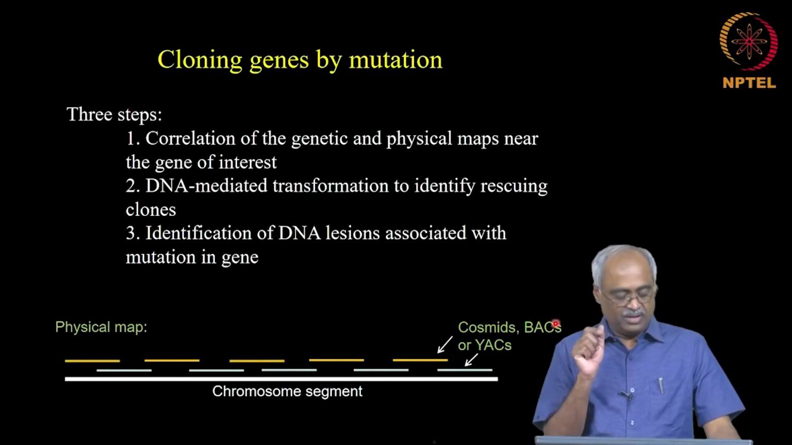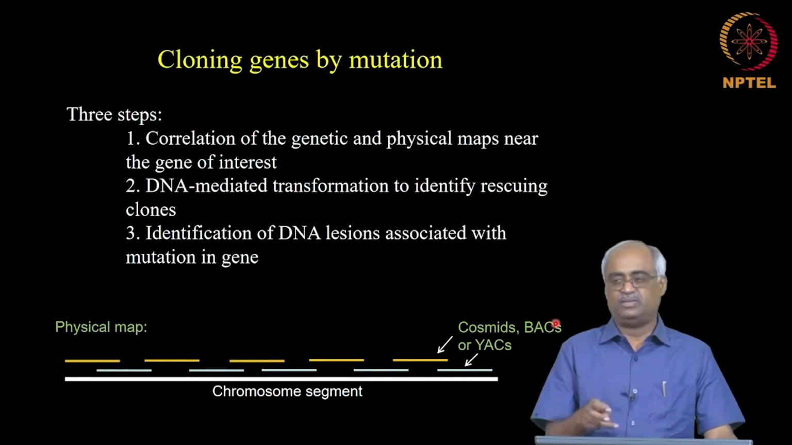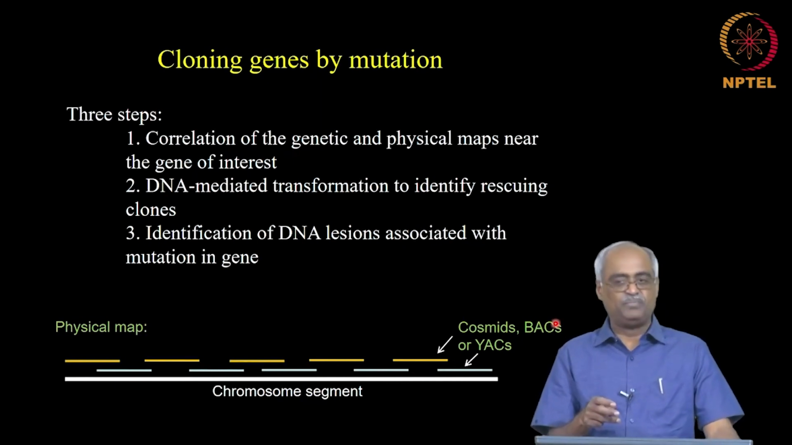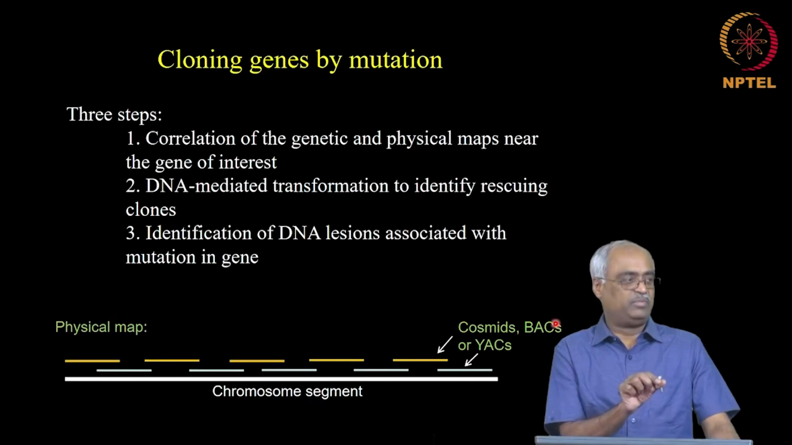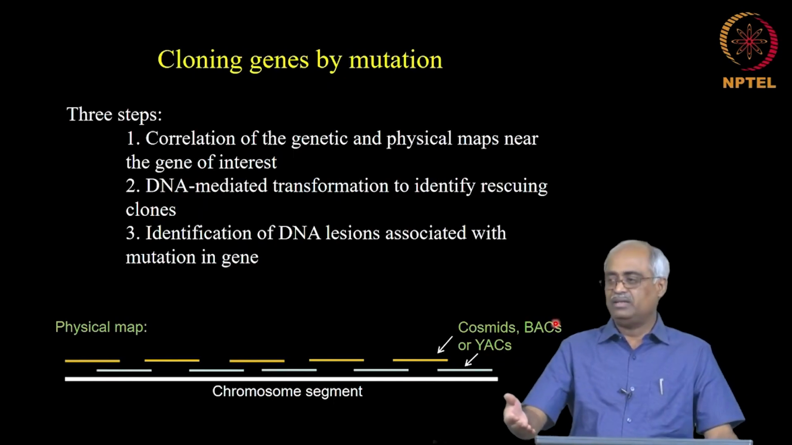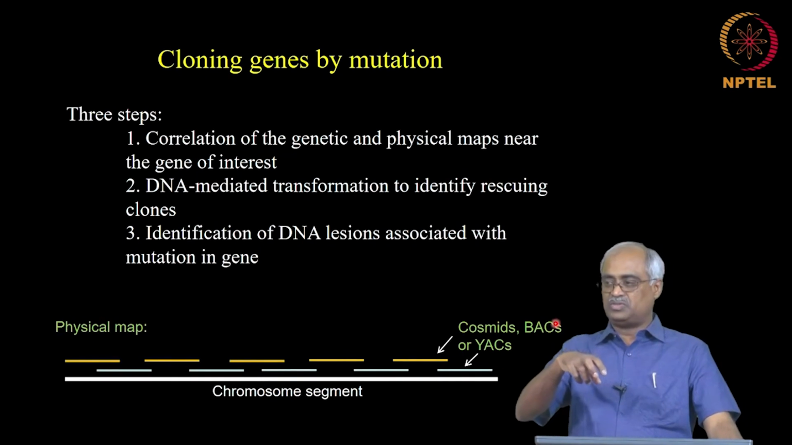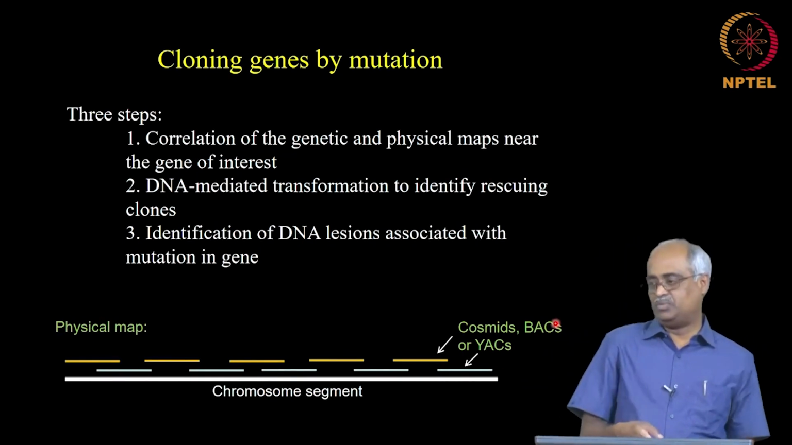Now, from that you can do two ways. You could either go by sequencing, or simply take smaller fragments from that insert, radio label it and screen the library again to find newer cosmid clones that light up with that probe.